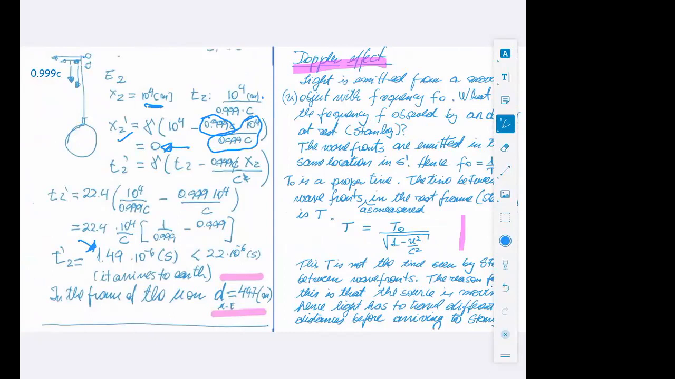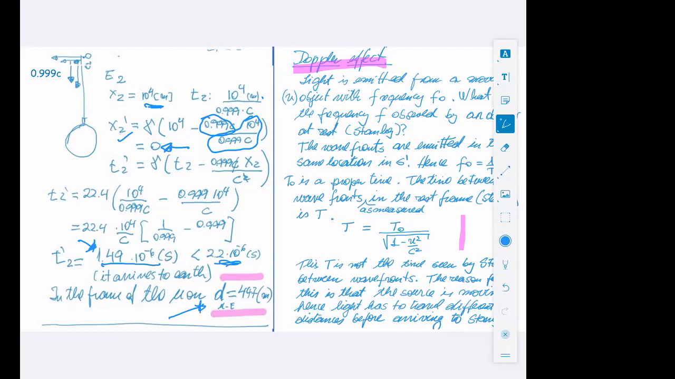This time is the time it takes for the muon to travel from here to there, in the frame of the muon. This time is much smaller than 2.2 times 10 to the minus 6 seconds. So the muon arrives to Earth with no problem. And in the frame of the muon, the distance is, well, we know that, 447 meters.